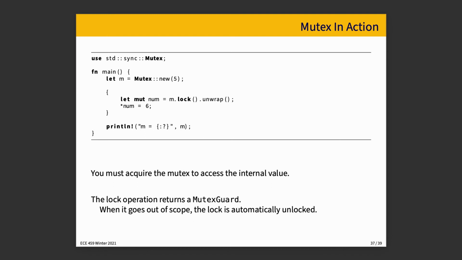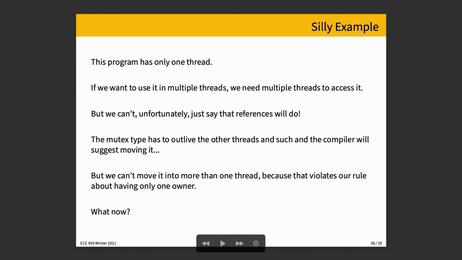Okay. Now, the use of the mutex in this program is very silly. It introduces the mutex syntax. It allows me to talk about the MutexGuard. But this program has only one thread, and the mutex doesn't really do anything. If we want to use it in multiple threads, well, we need multiple threads to have access to that mutex.